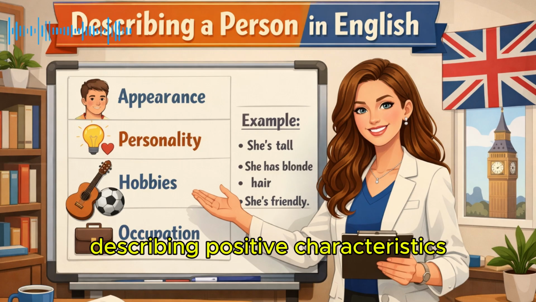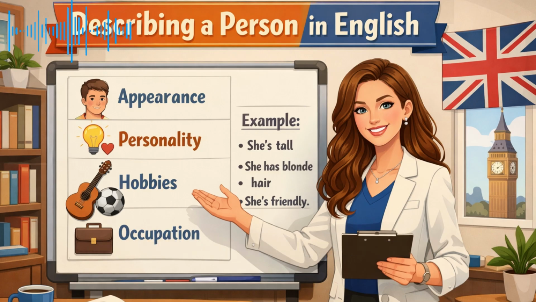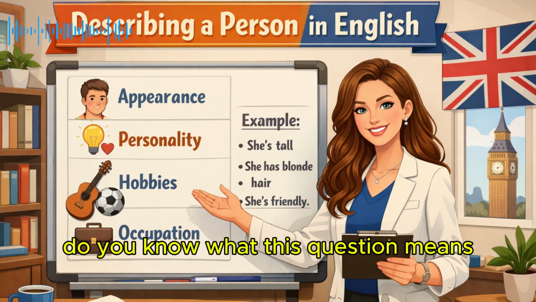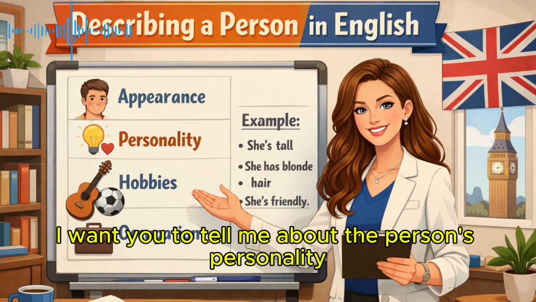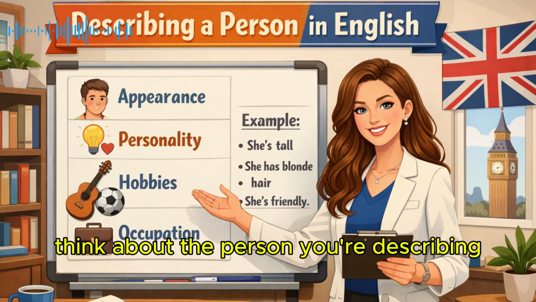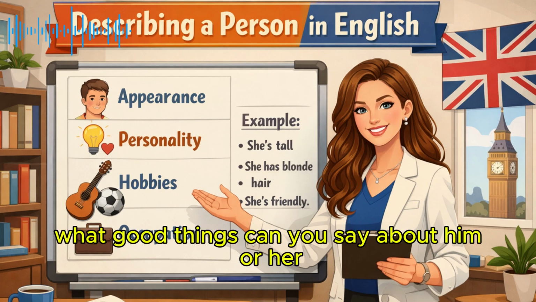Part 2, Describing Positive Characteristics. Another question, what's this person like? Do you know what this question means? It means I want you to tell me about the person's personality. Let's start with positive words you can use to talk about someone's character. Think about the person you're describing. What good things can you say about him or her?